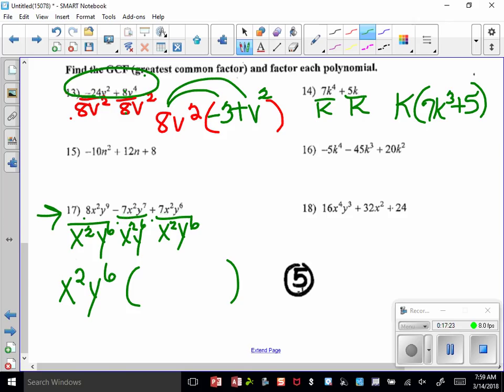So again, the 8 is going to stay. I'm going to subtract the x's. They cancel out. I'm going to subtract my y's. 9 minus 6 is 3. 7 stays. X's cancel out. Subtract my y's. 7 minus 6 will give me 1. 7 stays. Subtract my y's. They cancel out. And also the x's cancel out. So that's your answer.